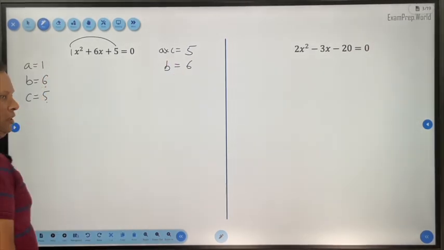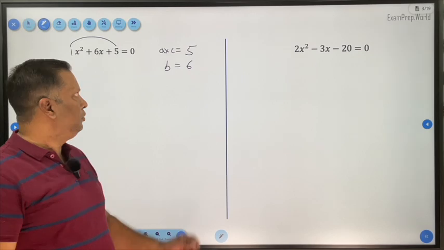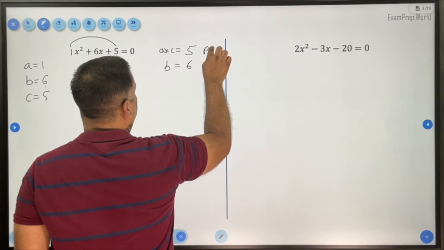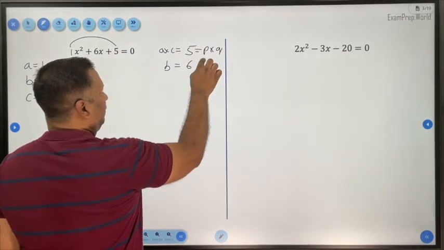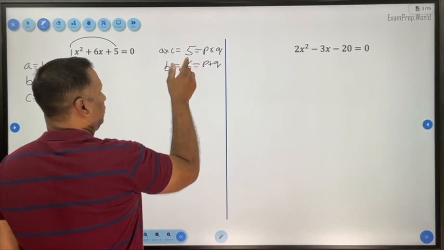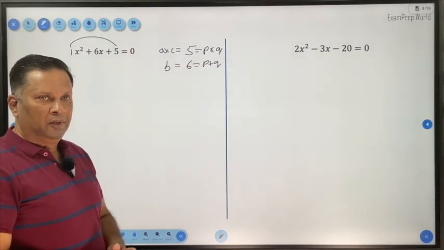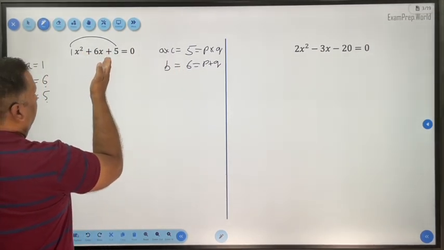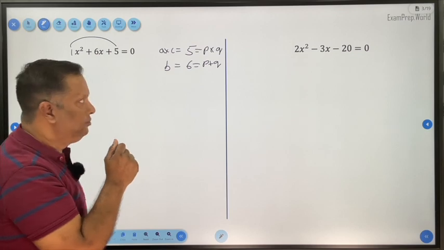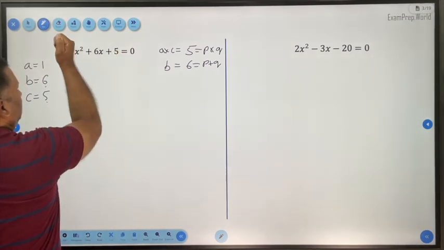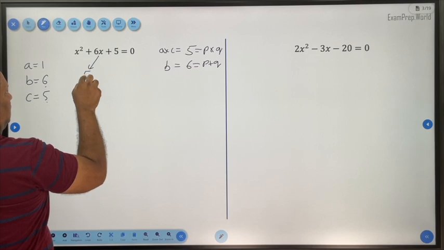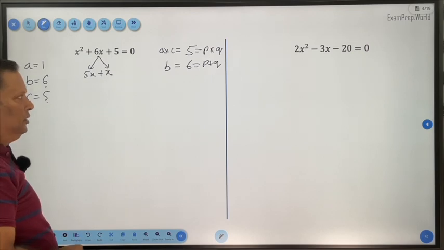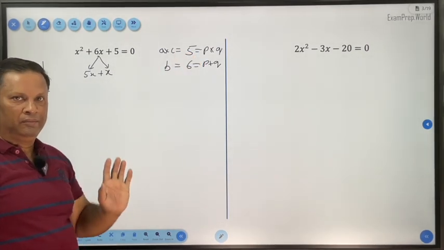And b is positive 6. Now look for two numbers which multiply to give 5 and whose sum is 6. That means p into q should be equal to 5 and p plus q should be equal to 6. Look for such numbers. Now what are those numbers? Is it 5 and 1? Yes, it is 5 and 1. So I can split the middle term 6x into 5x plus x. 5x plus x is 6x and 5 into 1 is 5. I hope you got it.